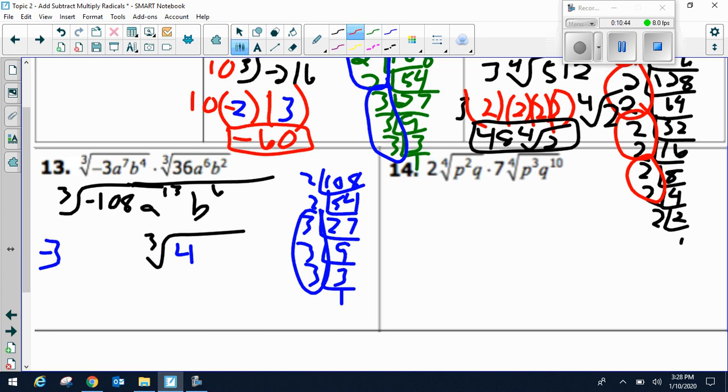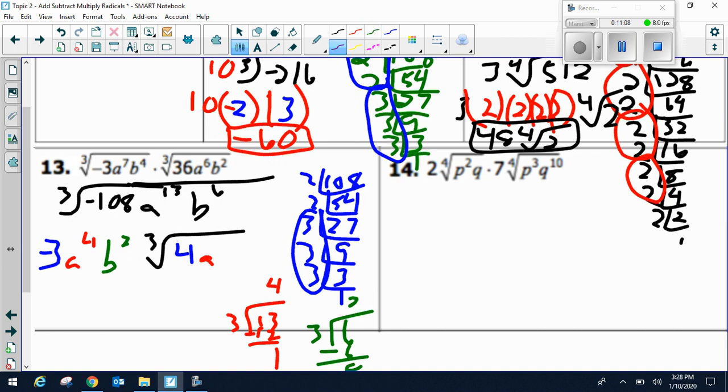Then you got to deal with the letters. So you got to do 13 divided by the index of 3. Well, 3 goes into 13 4 times with the remainder of 1. That means 4 A's come out, 1 A stays in. Then you do the same thing for B's. Okay, 6 divided by the index of 3 is 2 with the remainder of 0. That means 2 B's come out. Nothing stays in. So there is your final answer.